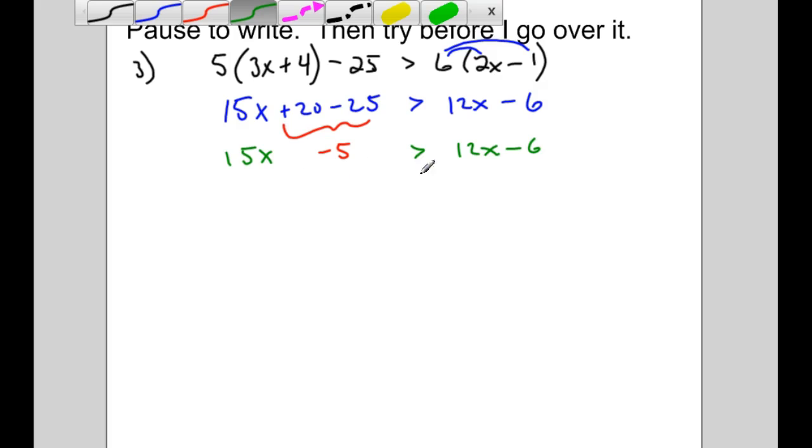Now it's just like the previous 2 questions. You got x's on both sides. I prefer to get rid of a smaller amount of x's. You don't have to do that if you don't want to. But if I did that, I'd be getting rid of 12x.